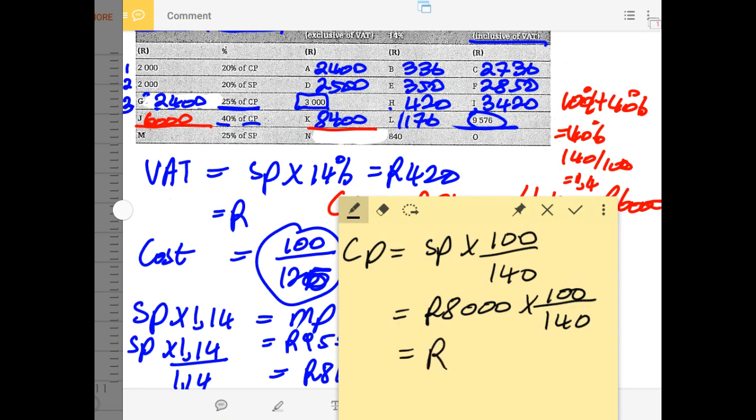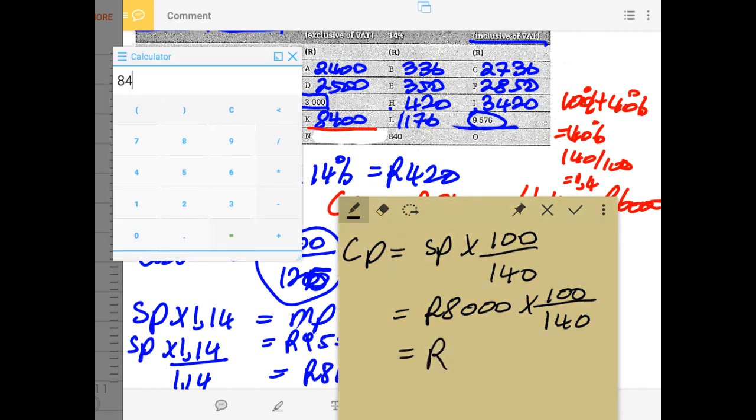Therefore now let us check if we get to the same amount. We say 8,400 times 100 divided by 140. Sorry, I said 114 previously. I'm saying 8,000 for no reason, because I'm tired now. It is 8,400 times 100 divided by 140.